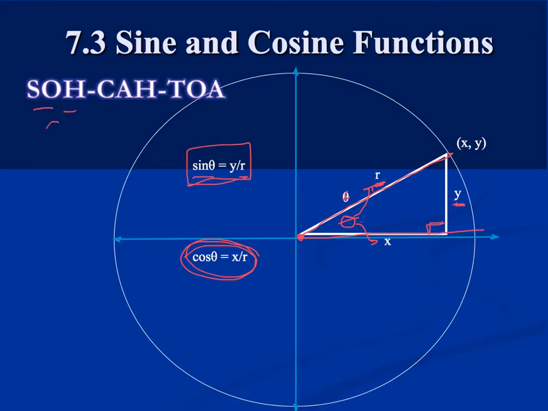Just a quick little thing that I always thought of: cosine and sine, if we write them out alphabetically, cosine, c, comes before s in the alphabet, and x comes before y in the alphabet, so x goes with the cosine, y goes with the sine.